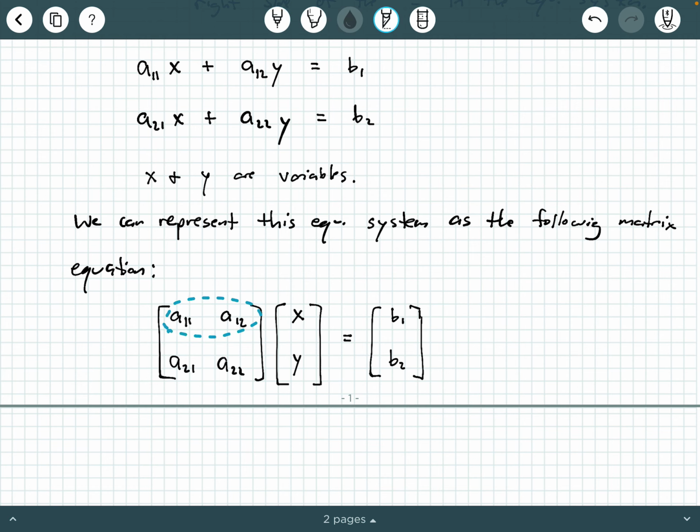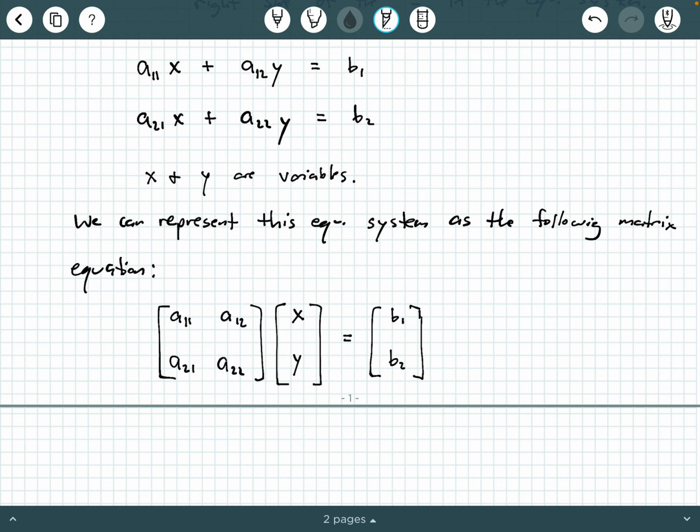This first row of the left matrix, which is my coefficient matrix, if I multiply it by the first column of this right matrix here, I'll have A11 times x plus A12 times y equals B1. And sure enough, that's our first equation. And then followed by A21 times x plus A22 times y equals B2. And sure enough, that's our second equation.